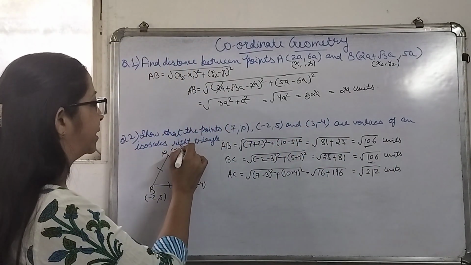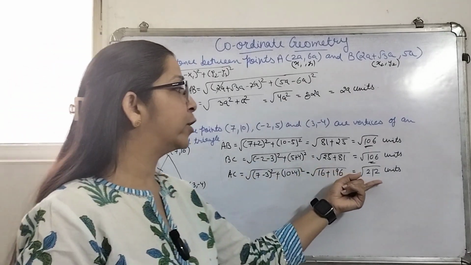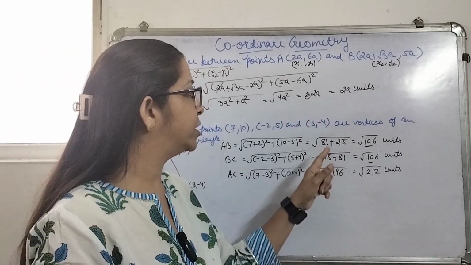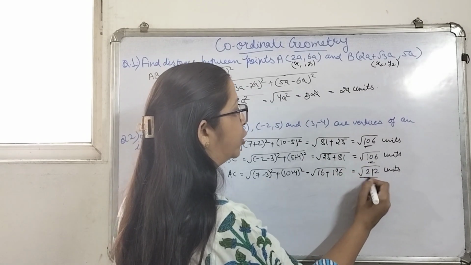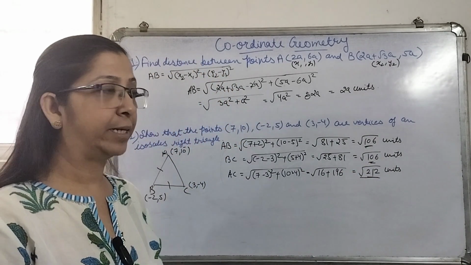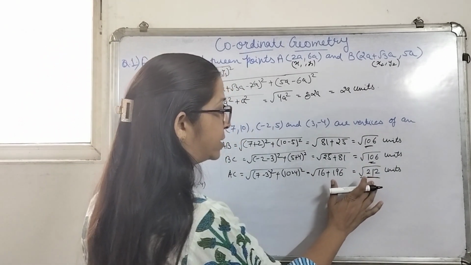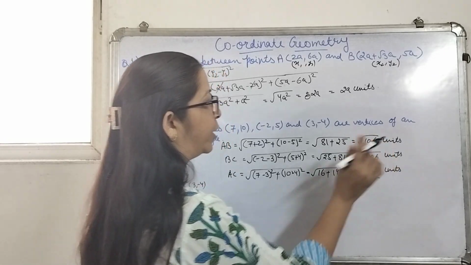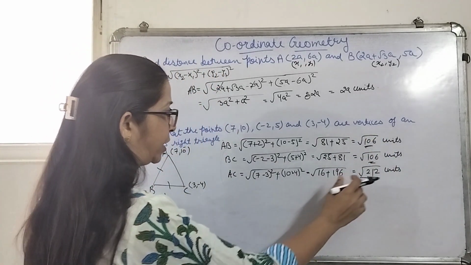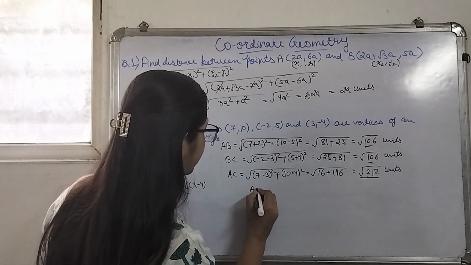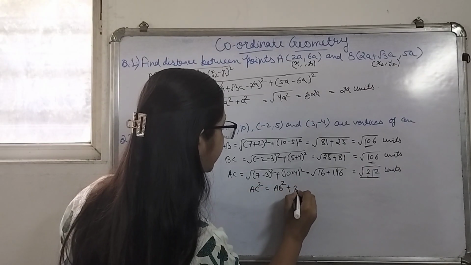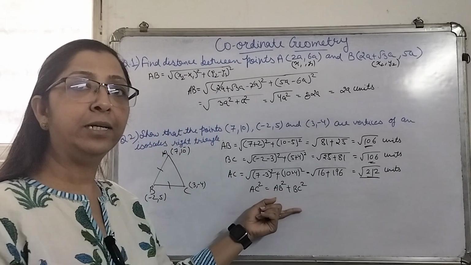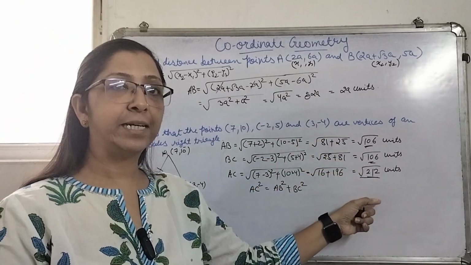Now if it is a right angle triangle, then the square of the hypotenuse should be equivalent to the sum of squares of the rest two sides. Over here we can see the longest side is root of 212. That simply means the square of this side should be equivalent to the sum of the squares of these two sides. Now check it out. If the condition AC square is equivalent to AB square plus BC square is satisfied, then we will say that it is a right angle triangle.